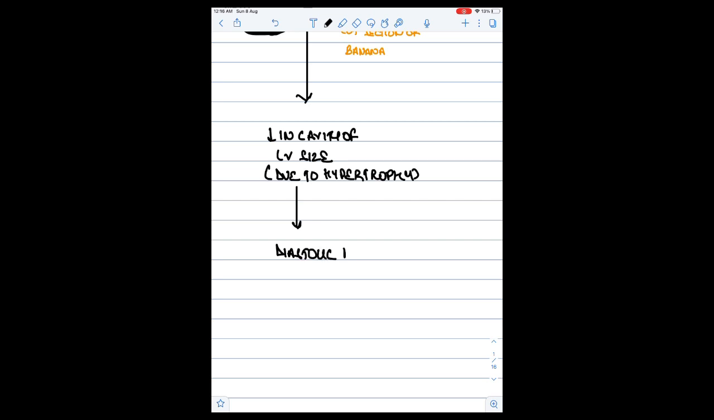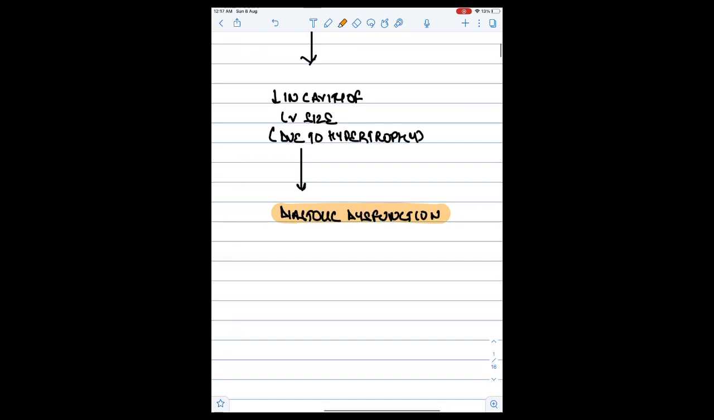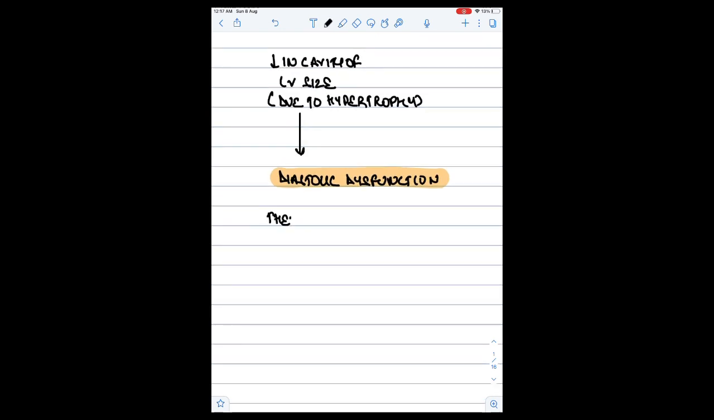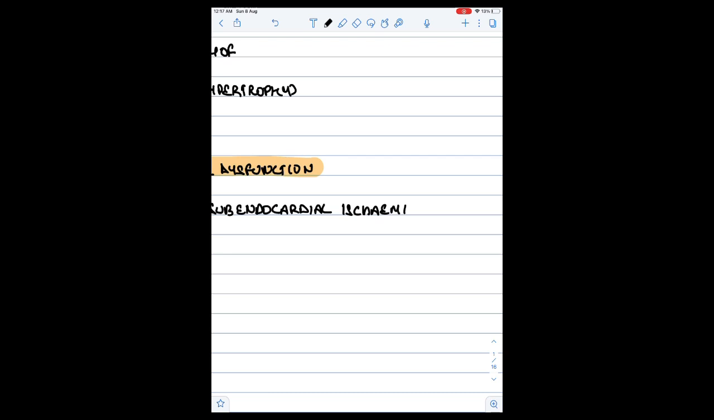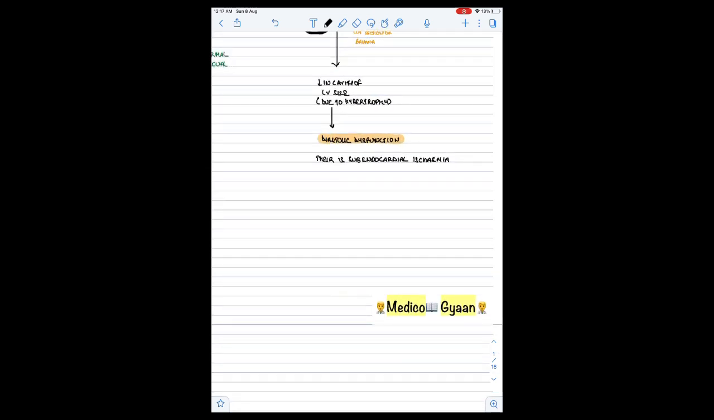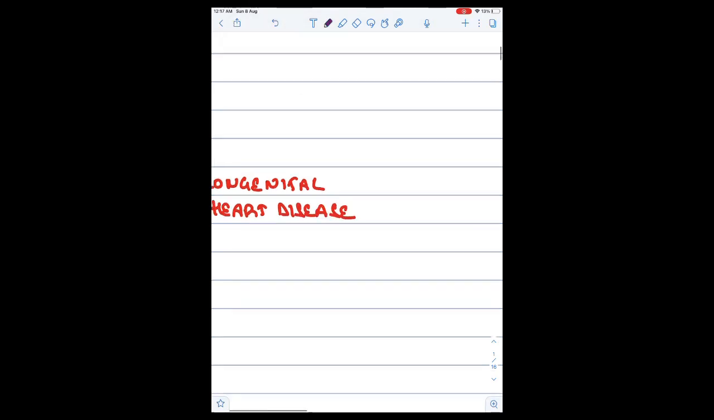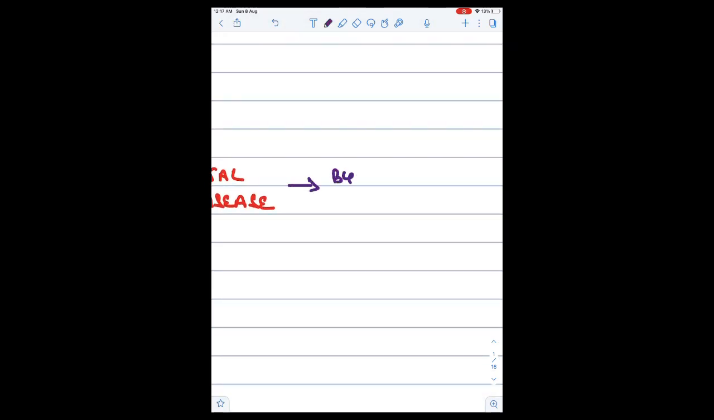Because of hypertrophy, there is diastolic dysfunction. The ventricle is not able to relax properly and receive the blood. The perfusion of the endocardium takes place in the diastole. As there is diastolic dysfunction, there is ischemia of the subendocardial region. So guys, diastolic dysfunction means the ventricle is not properly relaxed, so there will be subendocardial ischemia.